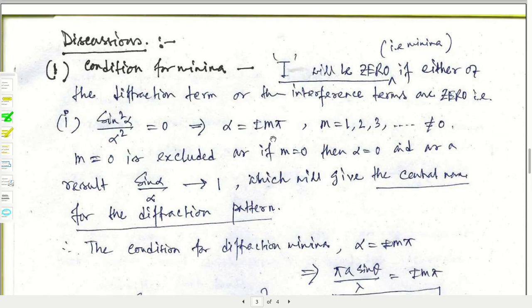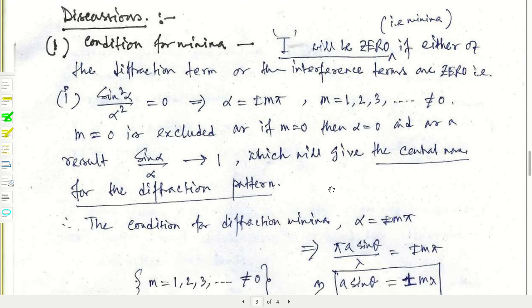So alpha is equal to plus minus m pi, where m is not equal to 0 but other integers will be admissible for m, because we know from the single slit theory that if m is equal to 0 then alpha should be 0, and if alpha is equal to 0 then sin square alpha by alpha square is a 0 by 0 term, which gives you the central maxima of the diffraction pattern.